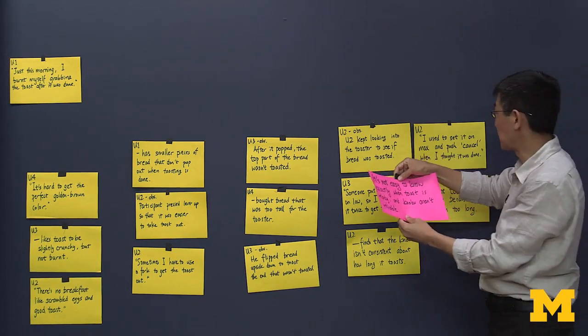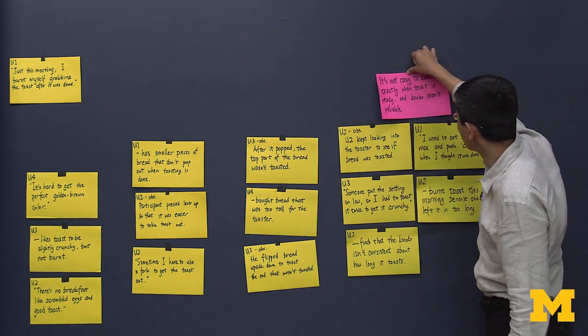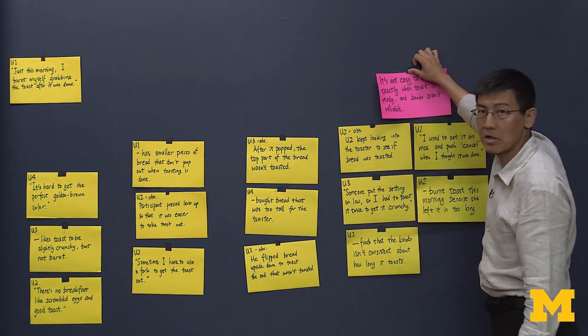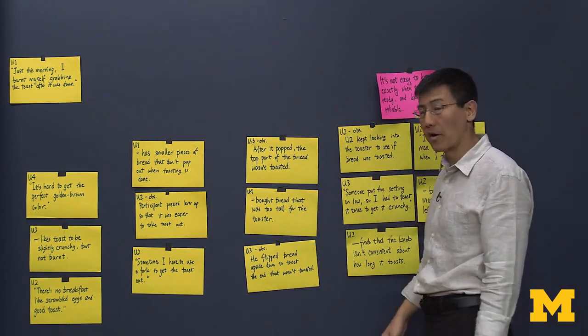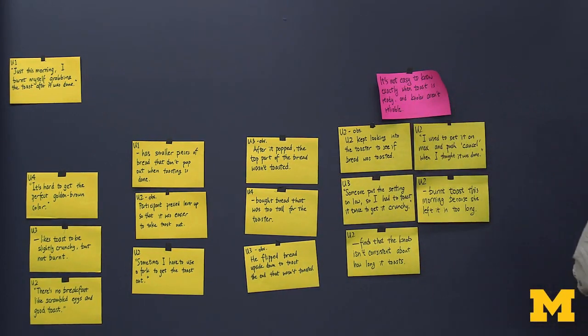And I'm going to use pink as a different color. It's not easy to know exactly when the toast is ready, and the knobs themselves are not reliable. Okay, over here we have a situation where the breads are too tall. So that can definitely happen.